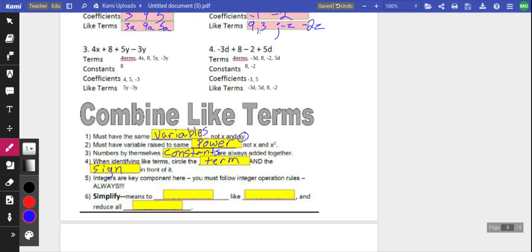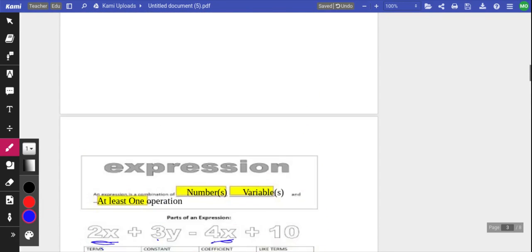And simplify means to combine like terms and reduce all terms. Okay, so if there's a multiplication part, you need to multiply and get everything reduced to its lowest terms. Okay, all right, so finish that up, and then we have a maze that I will start.